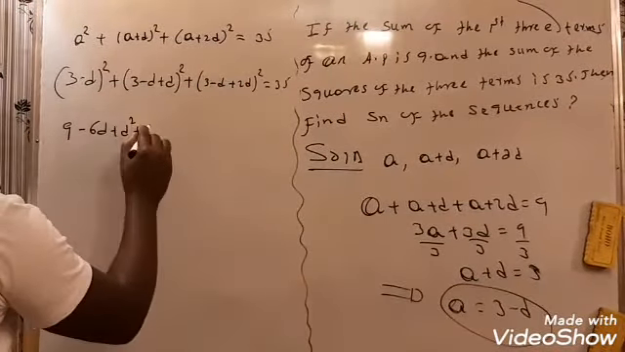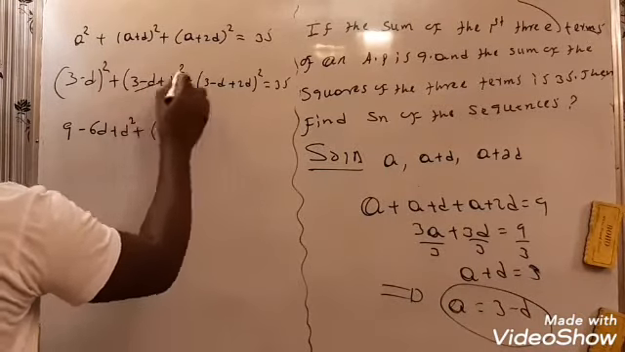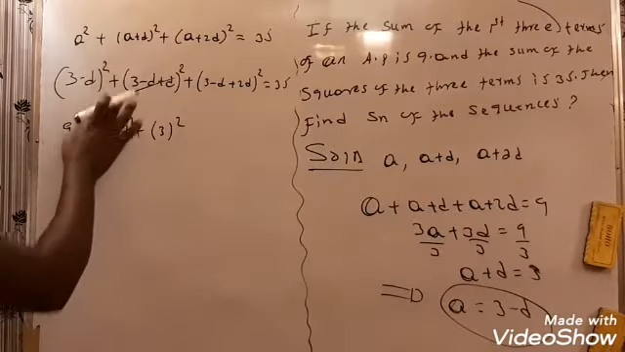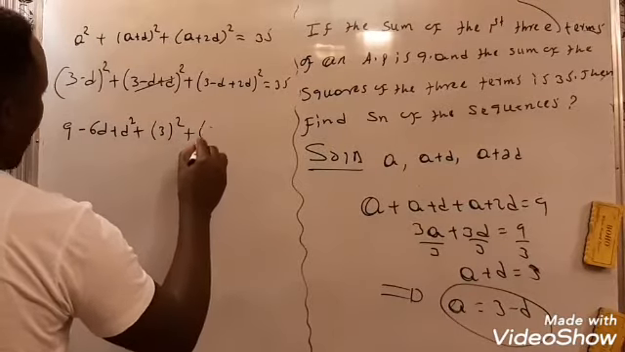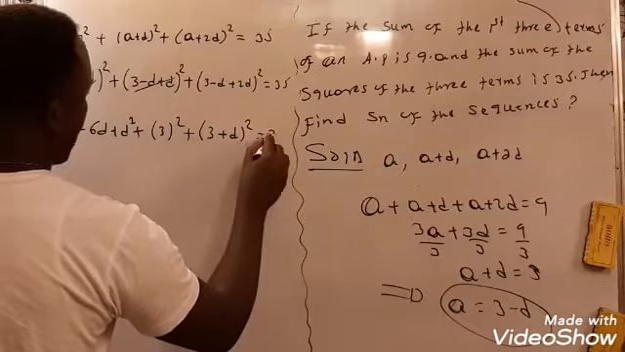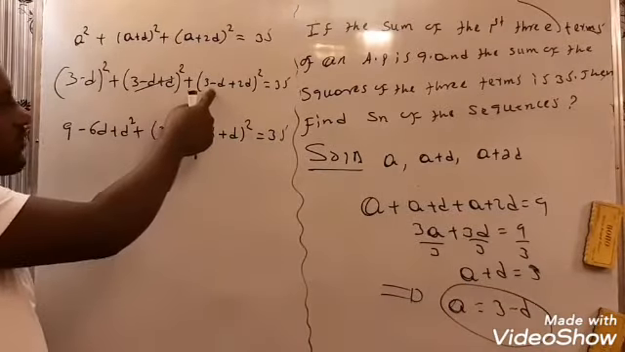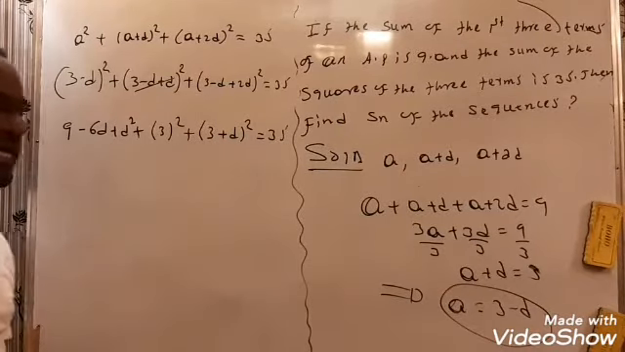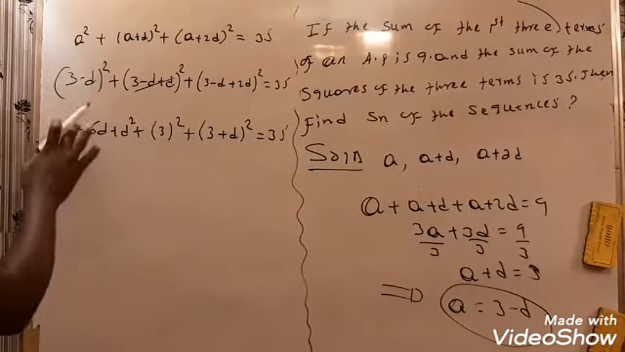Similarly, this means 3 the whole square, because this is cancelled by d: minus d plus d will be 0. So we have left only 3 square plus, similarly, 3 plus d the whole square, that is 35. As we see here, negative d plus 2d is exactly d, so it will be 3 plus d the whole square.